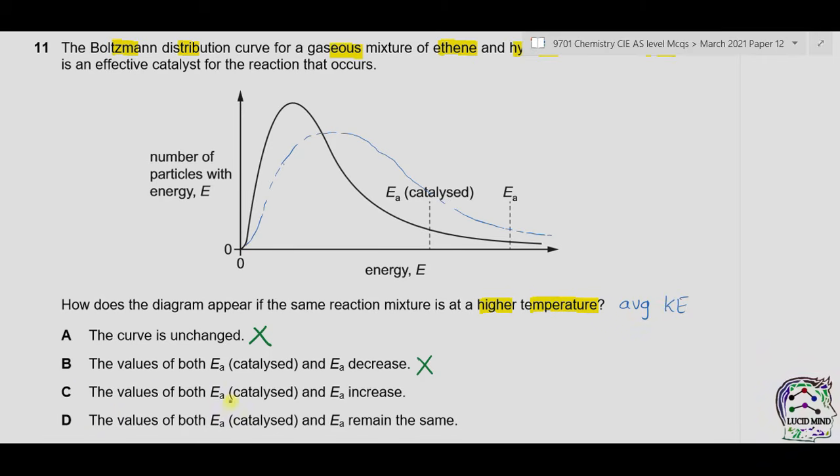C. The values of both EA catalyzed and EA increase. Again, this is incorrect because temperature has nothing to do with activation energy. D. The values of both EA catalyzed and EA remain the same. This is true because we are only changing the temperature. Answer is therefore D.